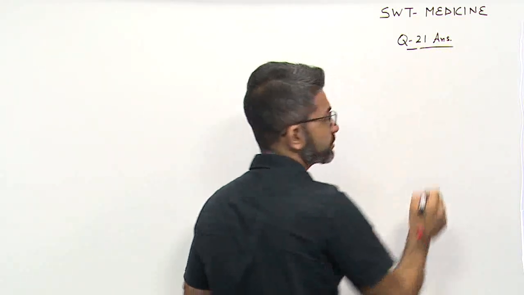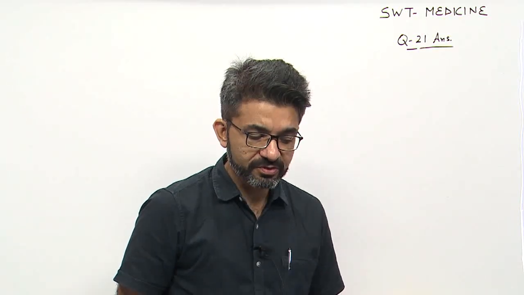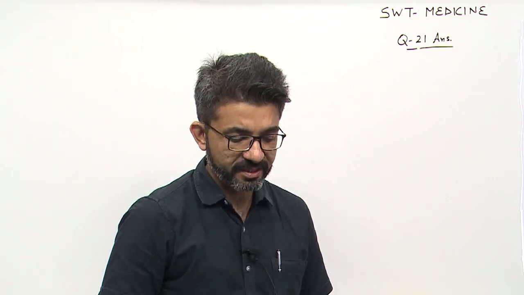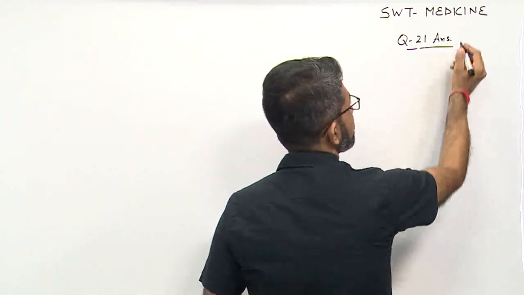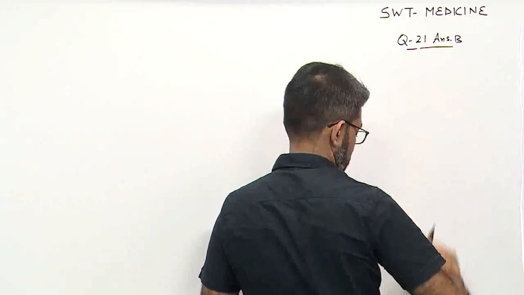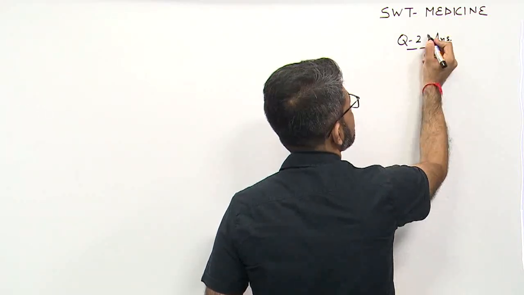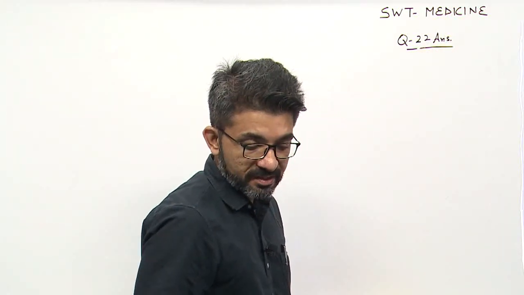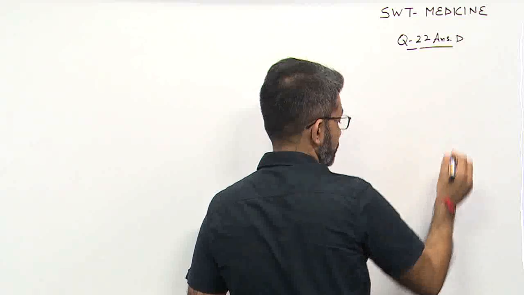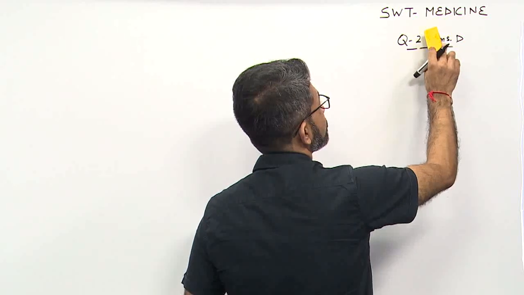Question number 21. Vinorelbine is used in the treatment of NSCLC. No need to explain this. Question number 21, answer is B. Question number 22, this is regarding carcinoma not due to smoking, answer is D. Carcinoma of nasopharynx, right? Again, a self-explanatory question, no need to explain it.